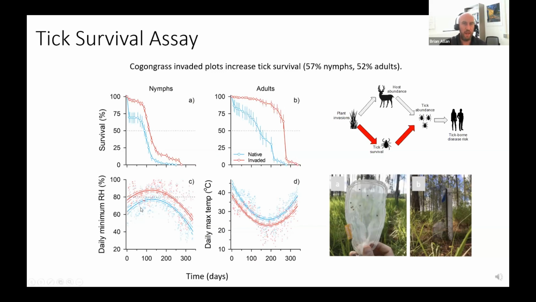And what you can see, the red, again, corresponds to Kogan grass, the blue corresponds to native vegetation. The ticks in Kogan grass over the course of the survival study were experiencing better relative humidity conditions throughout much of the study. Likewise, the Kogan grass was buffering temperature as well, and so the ticks in Kogan grass were experiencing lower temperatures compared to the ticks in native vegetation. And so Kogan grass seems to really be providing a more favorable microclimate for tick survival compared to the native vegetation in these sites, which were things like wiregrass.